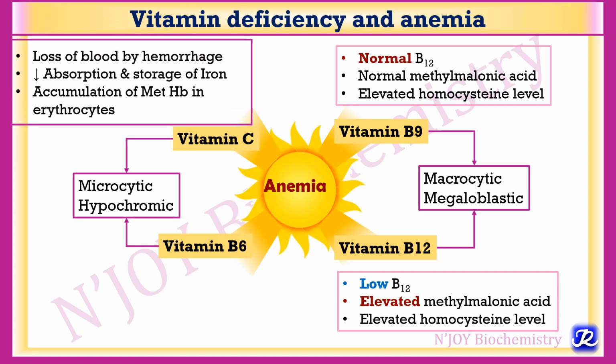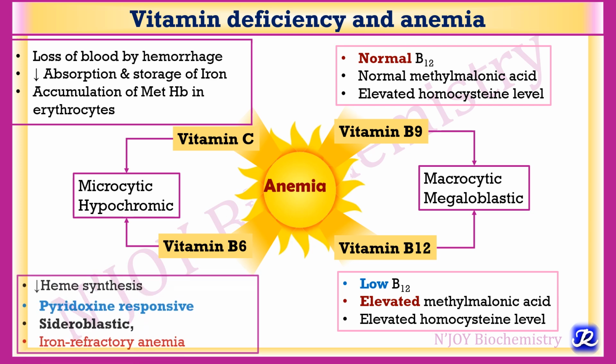And why is there anemia in vitamin C deficiency? Because of the bleeding tendency, there is loss of blood by the hemorrhagic tendency, and as this vitamin C is involved in the absorption and storage of iron, if it is deficient, there will be reduced absorption and storage of iron. And vitamin C is also required for folic acid metabolism. If it is deficient, it will result in altered folic acid metabolism, and it will be manifested as microcytic hypochromic anemia.